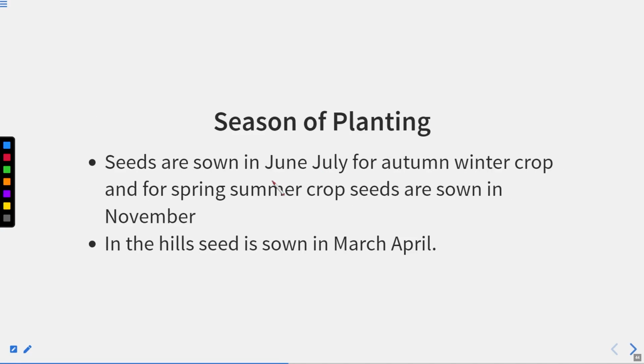Seeds are sown in June, July, right? Seeds are sown in the month of June, July for the autumn winter crop. And for spring summer crop, seeds are sown in November. So if it is a summer crop, then you can sow it in November. And if it is autumn, then you can put these seeds in the month of June and July.